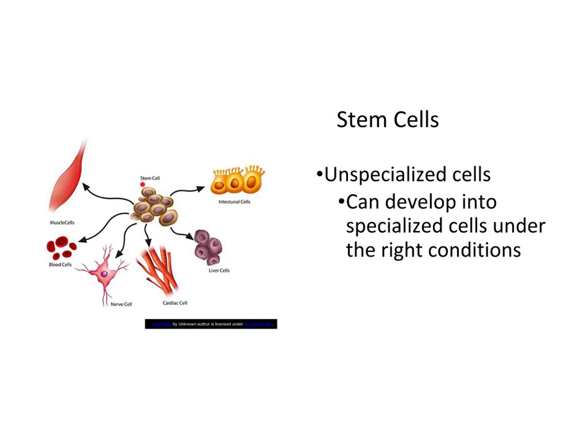Okay, so if you look at this diagram, here's our stem cell. It still has the potential to be a muscle cell or a blood cell or a nerve cell or a heart cell or a liver cell or an intestinal cell. And that is why a lot of science is interested in stem cells. So if you are having issues in any of your specialized cells, can we take stem cells and help make new healthy cells where you need them?